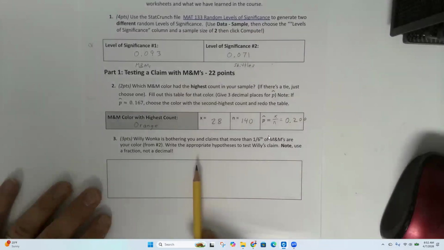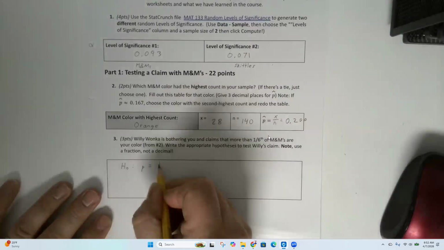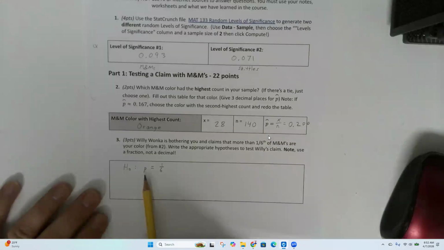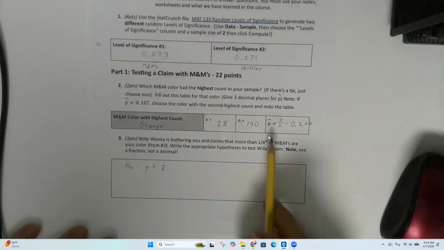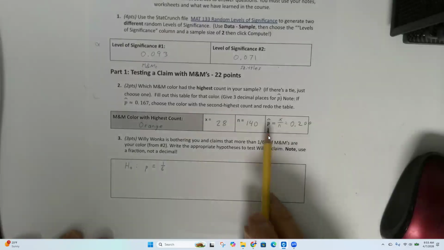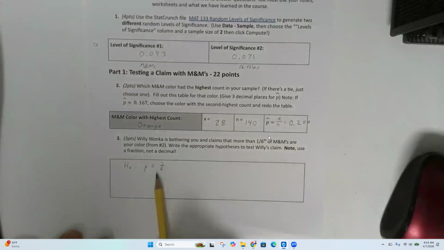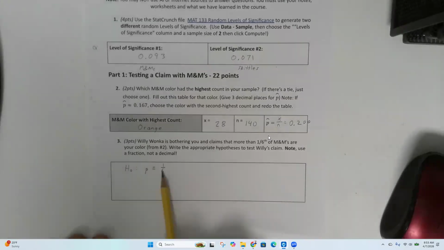So our null hypothesis is that P equals 1/6. Your null hypothesis is always going to be about P, because P is the population proportion, and we don't know the population proportion. We can't know it unless we counted every single M&M in the world. Instead, we did a sample and got p hat, and we say that p hat is close to P. Well, what is P? I don't know. Your null hypothesis says that P is 1/6 for orange. Your null hypothesis is always going to be P equals something. Here we're going to use a fraction. Sometimes you'll use a decimal. We'll use a fraction in this case just because we have 6 colors.